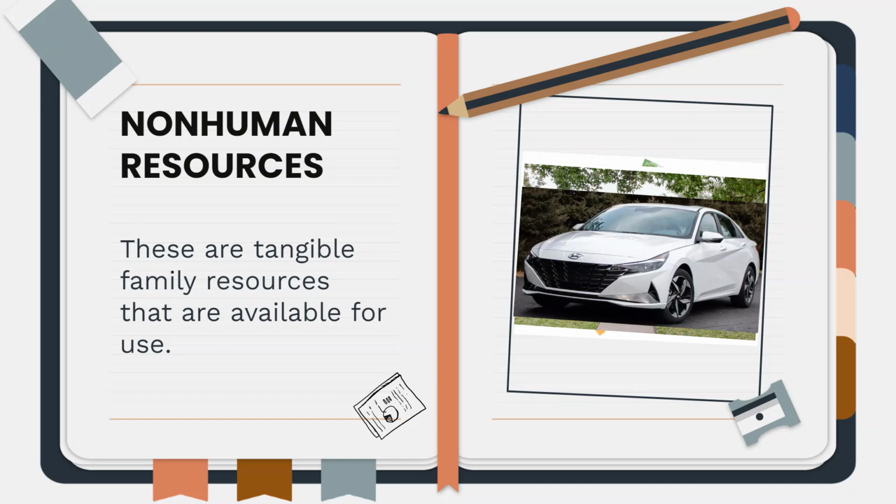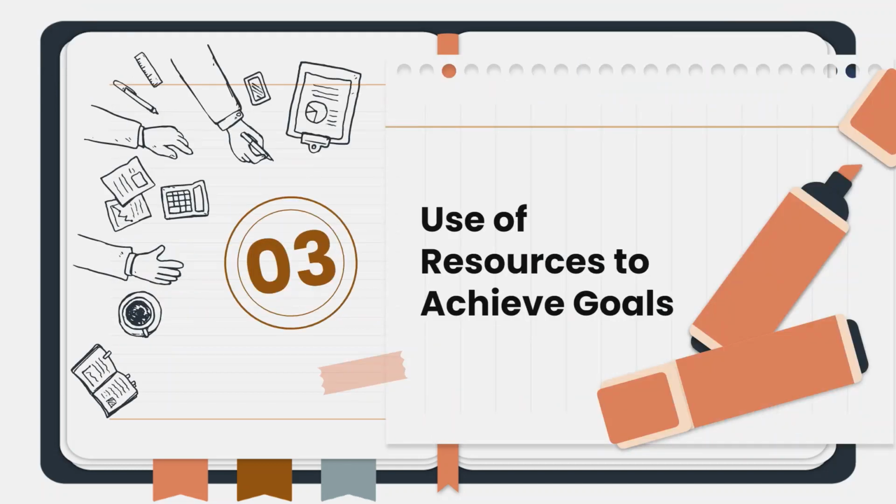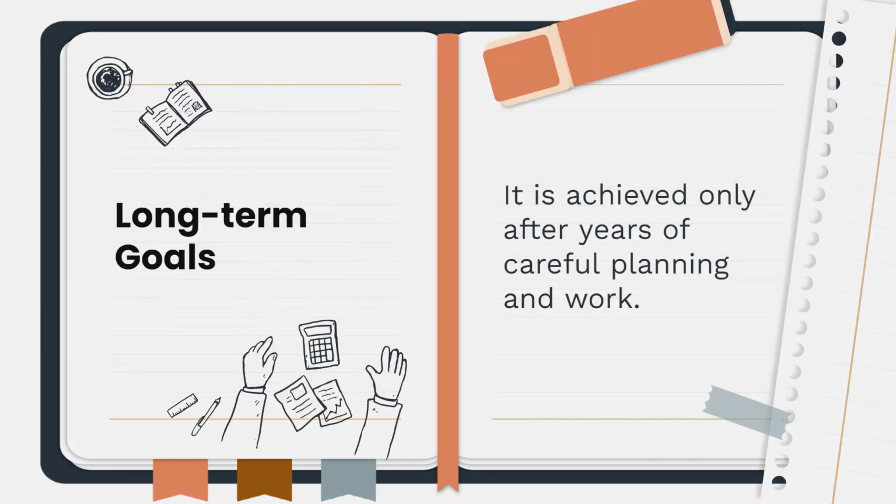You cannot make wise use of your basic resources unless you know what your goals are. You must be able to identify your goals. Goals can be identified as long-term goals or short-term goals. A long-term goal is a person's most important goal in life that will be achieved only after years of careful planning and work. These long-term goals are usually achieved one step at a time.